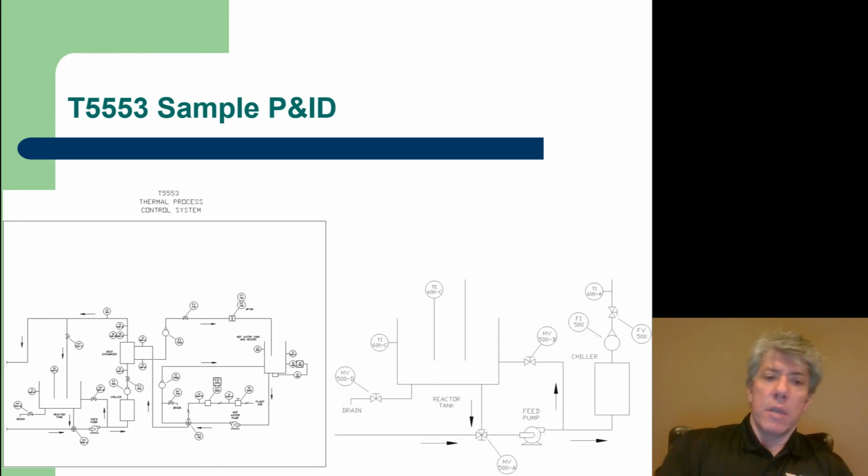Now if we continue to the lower left side of the piping and instrumentation diagram, you can see there's another pump on the other side. This is the other fluid loop, and this is the side of the fluid loop that would interface with the other two process control trainers I showed you.